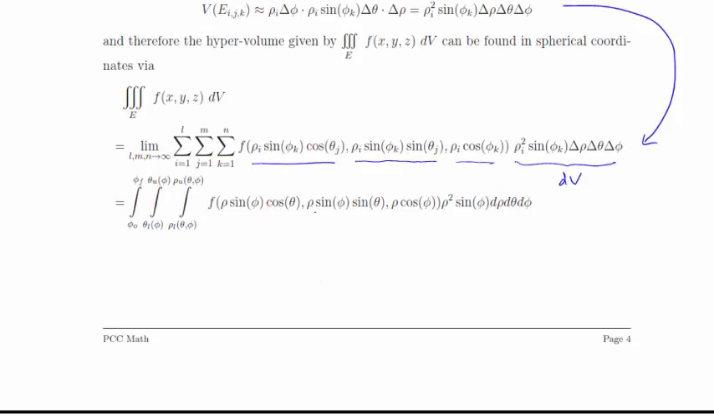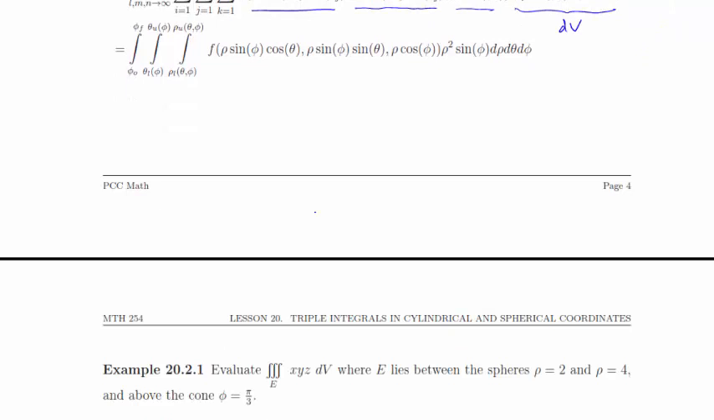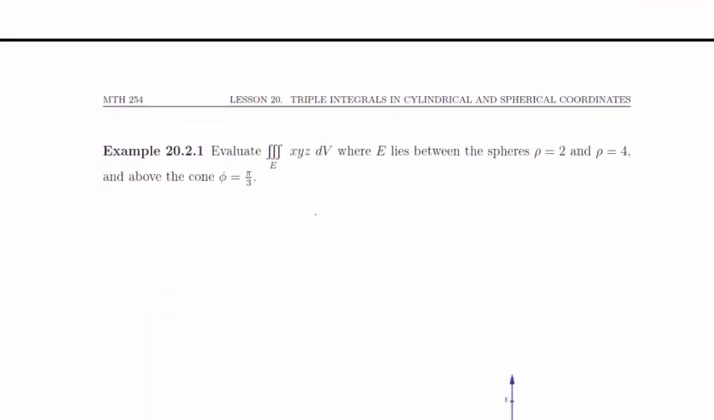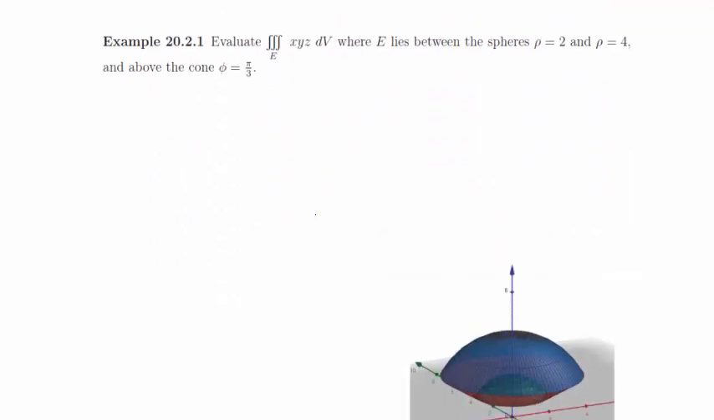And so if we want to put this to the test, we're just going to go ahead and apply this formula now. We're not going to go through any of the Riemann stuff. So example 20.2.1, evaluate the triple integral over the region E of x times y times z, dV, where E lies between the spheres rho equals 2 and rho equals 4, and above the cone phi equals pi over 3.